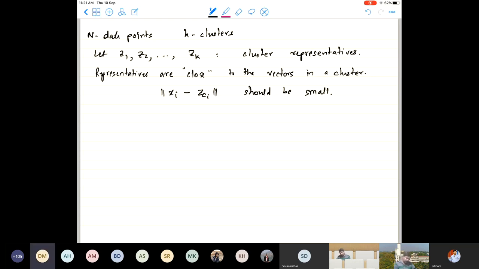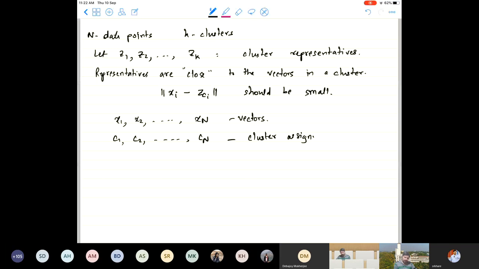Let me write down once again. x1 to xn are the given vectors. C1, C2 up to Cn are the cluster assignments.